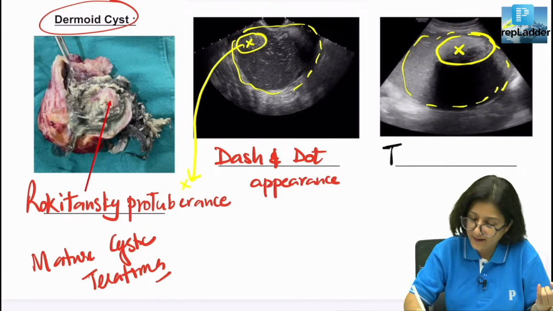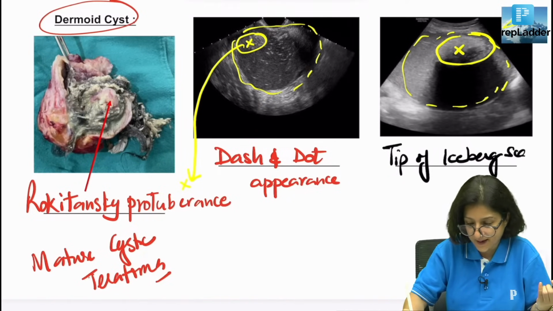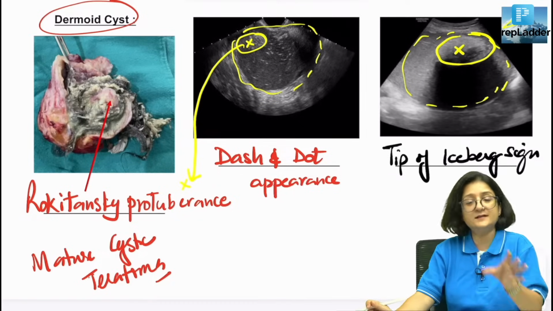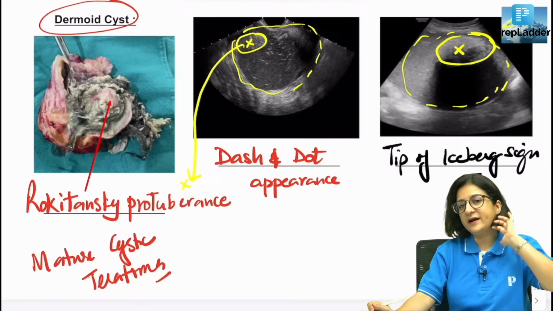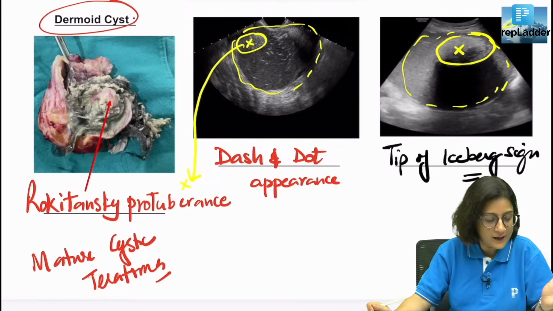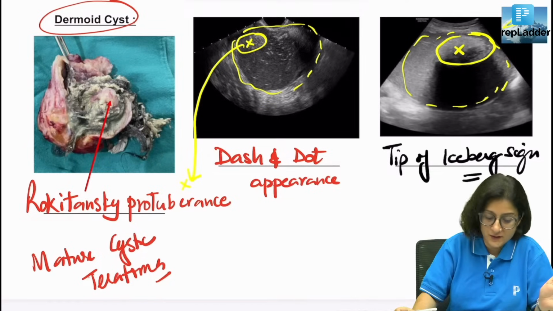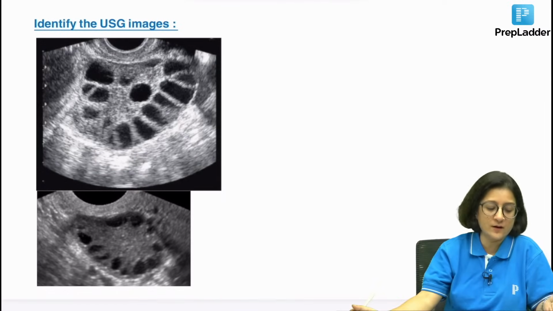This is the tip of the iceberg sign, classic of dermoid cyst. So dermoid cyst is one cyst which can be diagnosed with a fair amount of accuracy and certainty on ultrasound as well. So on ultrasound we are able to tell that it is a dermoid cyst. Okay. Next image, identify the ultrasound images.